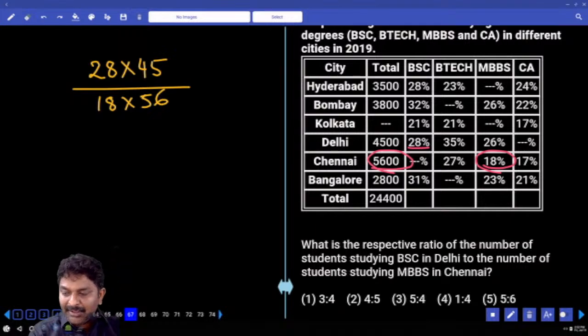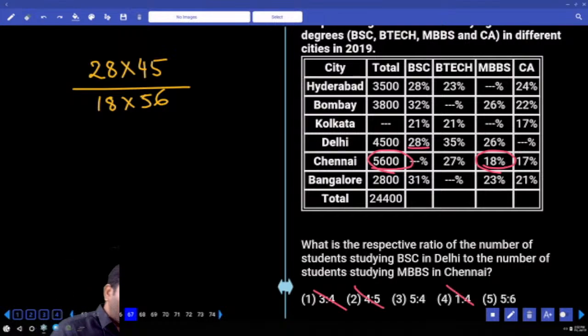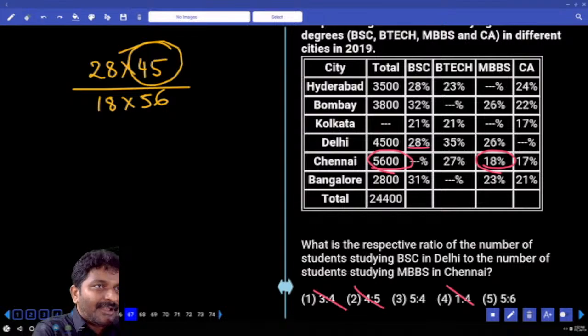Right. I'll directly eliminate the first option, second option and fourth option, because in the numerator your first number is a 5 multiple, but your second numbers are not 5 multiples. So your first number should be a 5 multiple, right? How many options are there? 2 options, right? Directly the fifth is final.